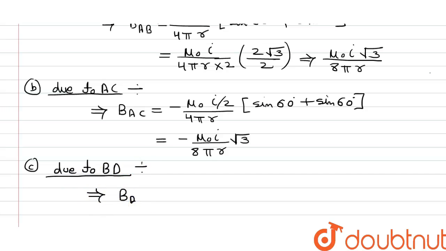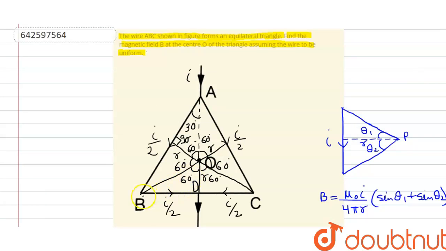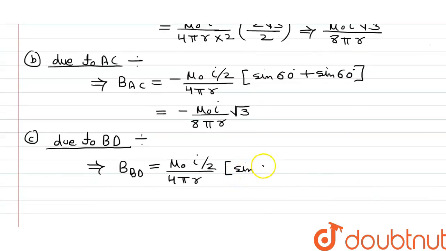magnetic field due to BD wire equals to mu naught I divided by 2 divided by 4 pi r bracket sine theta 1. Theta 1 value is 60 degree in this case. We are talking about only this much wire, this much length. So it is 60 degree and theta 2 will be 0 degree. So we will put the values here. So we will put sine 60 degree plus sine 0 degree. From here we will get mu naught I divided by 8 pi r multiplied by square root of 3 divided by 2.